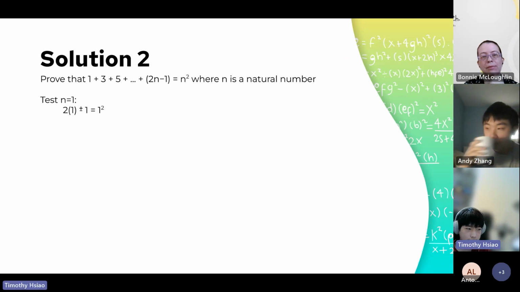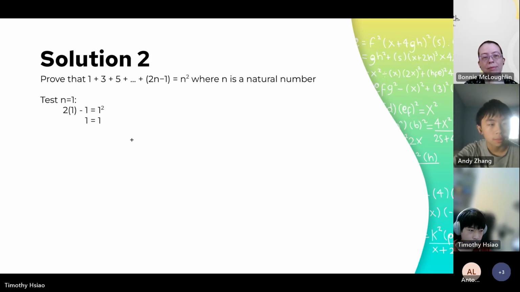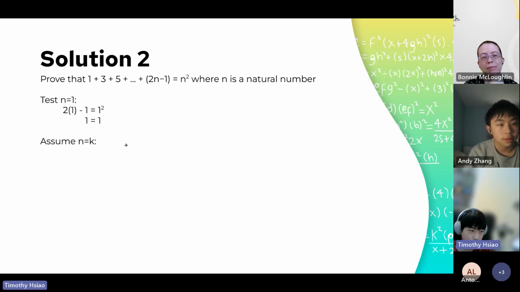And 2n - 1: 2 times 1 minus 1 is 1, which is equal to 1 squared, which is also 1. And now we're just going to assume n equals k, same thing. So we're just going to assume that this statement is true.